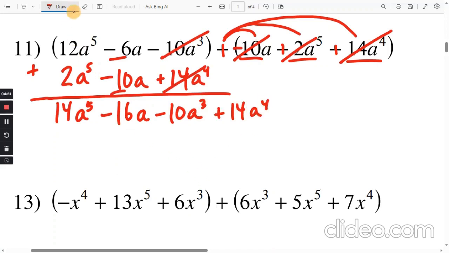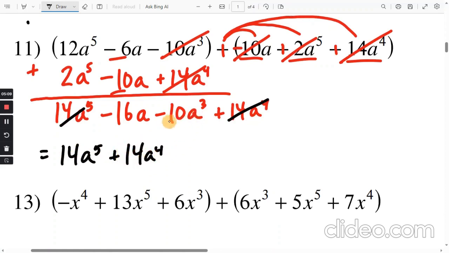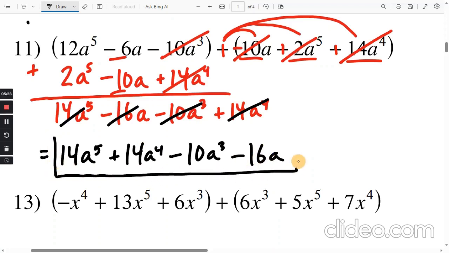All right, so really that's it. But if you want to write it the way they did, largest exponents first is best. So I'm going to do 14a to the 5th. Next up is a to the 4th, 14a to the 4th. Next up is a to the 3rd, so that's negative 10a to the 3rd. All right, there is no a squared, but we have a negative 16a for the last term. So that's it right there, final answer.